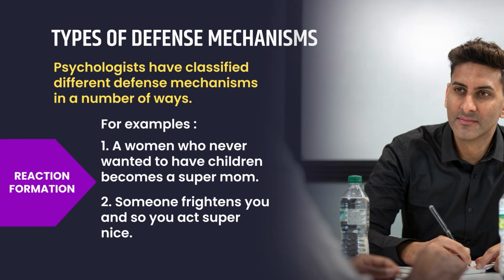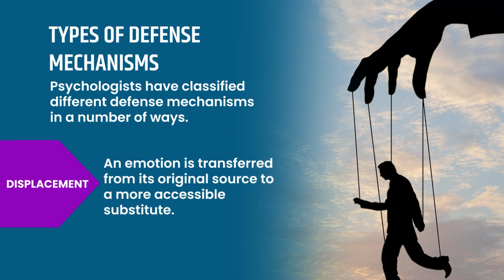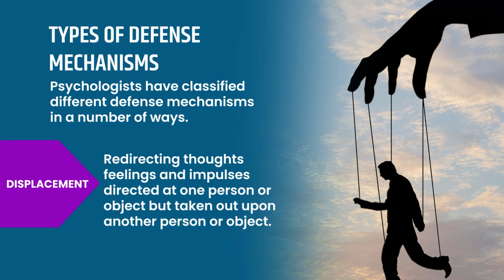Another example of reaction formation is someone frightens you and so you act super nice. Next example of reaction formation is acting like you hate someone but you really have a crush on them. Next type of defense mechanism is displacement. An emotion is transferred from its original source to a more accessible substitute, redirecting thoughts, feelings, and impulses directed at one person or object but taken out upon another person or object.